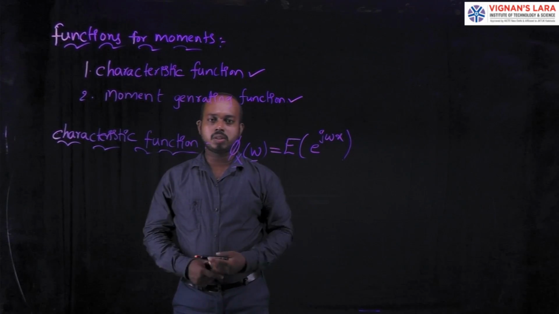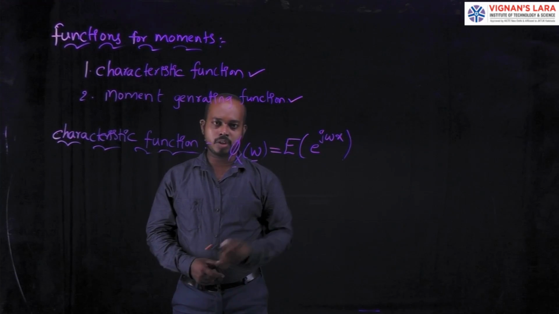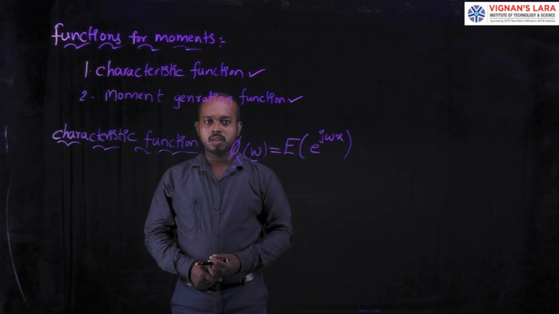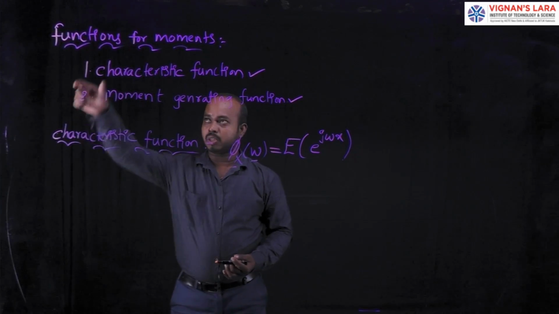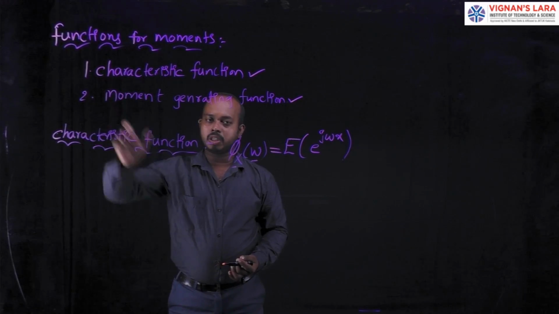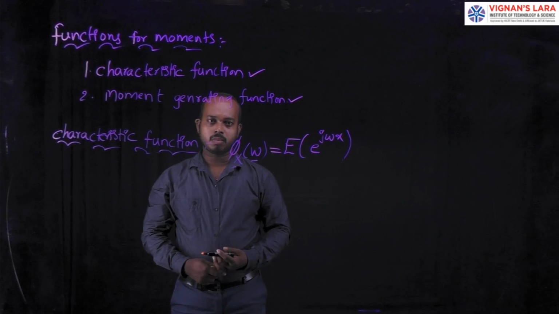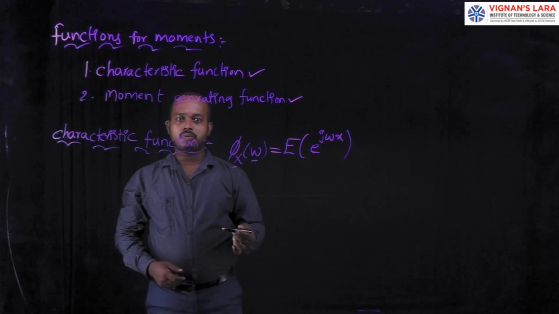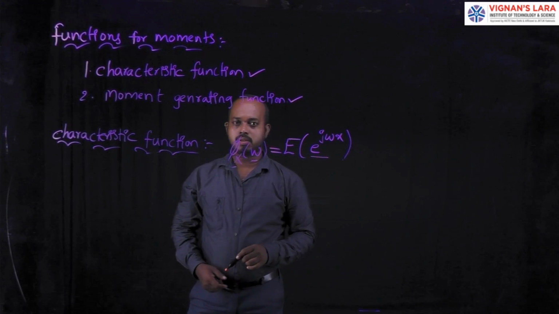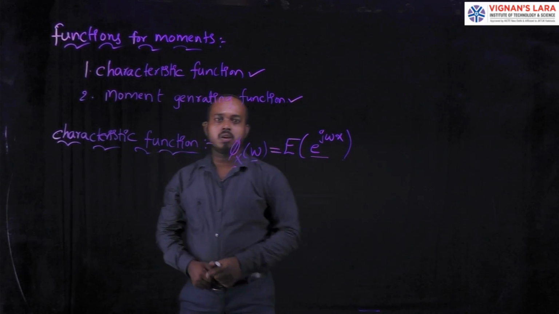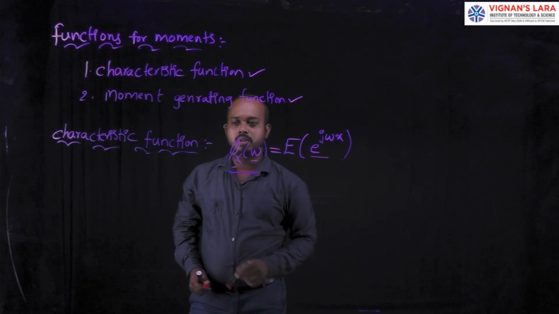Why are we using these functions? We are able to describe the moments of a random variable by using these functions. The generally used functions are of two types: the characteristic function and the moment generating function. The characteristic function we define as the expected value of e power j omega x, and we call it the characteristic function.